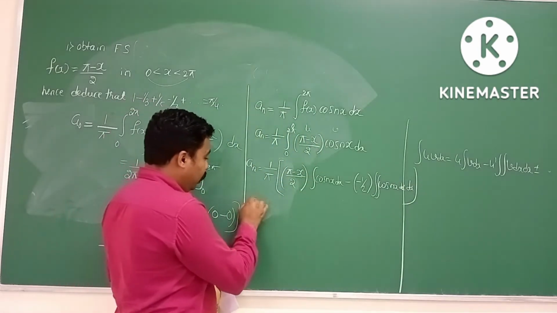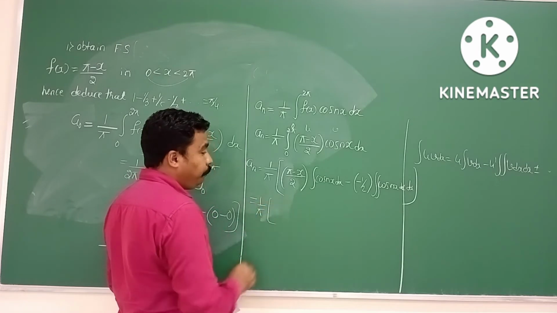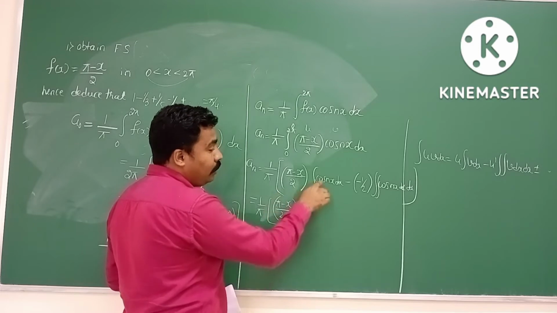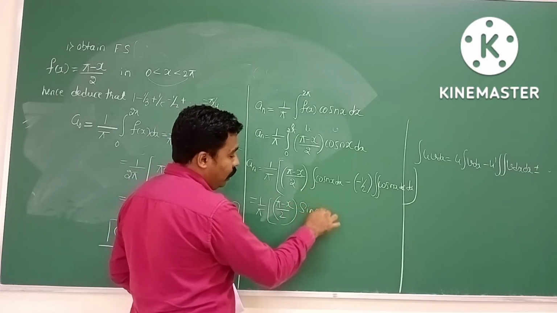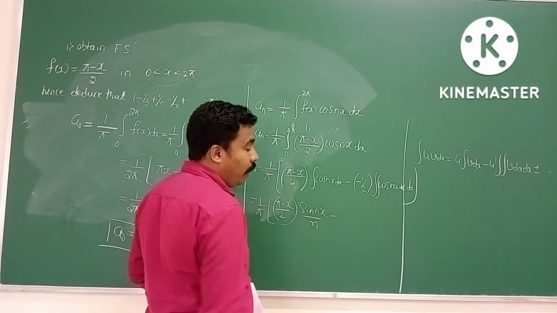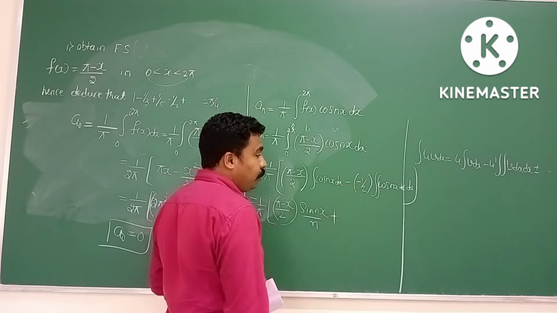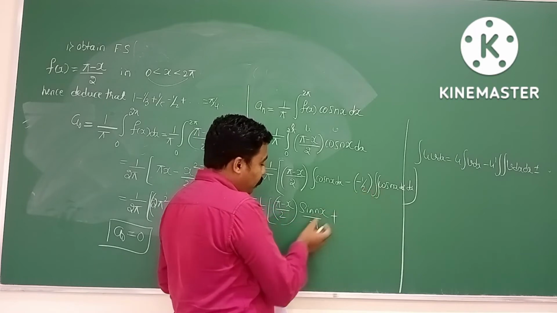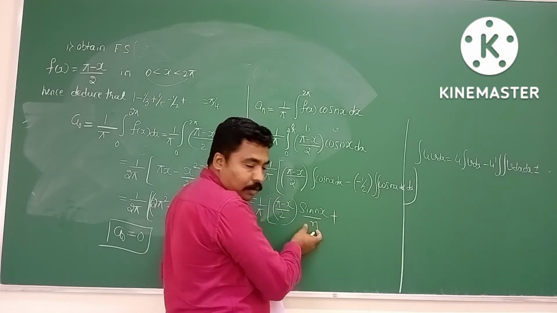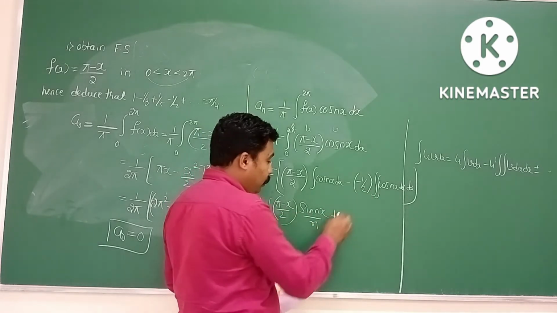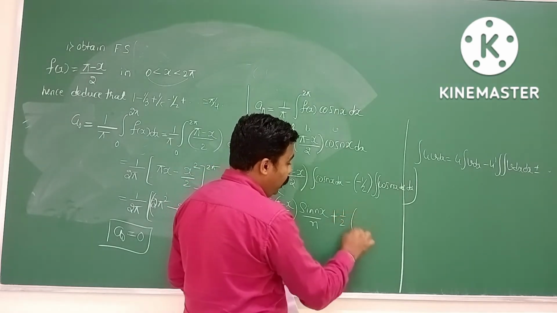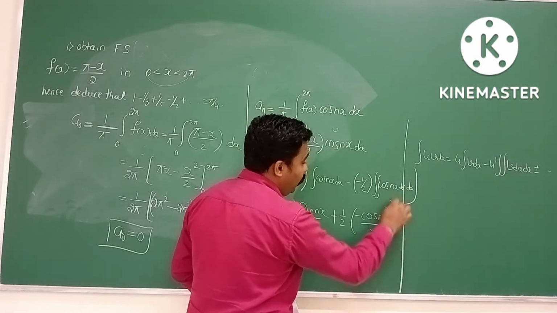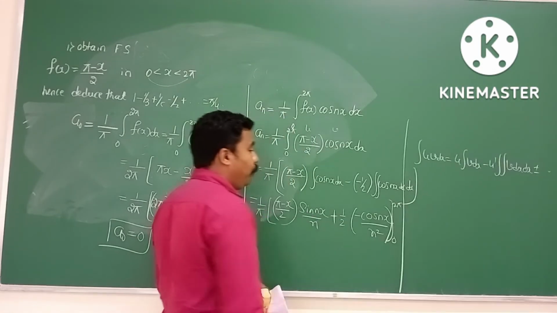Now if I simplify, 1 by pi, (pi minus x) by 2 times cos nx integration is what? Sin nx divided by n, minus into minus plus. One time integration we got here. Since it is double integration, we have to integrate this one more time. Sin integration is what? Minus cos. So what we have: 1 by 2 into minus cos nx divided by n square between the limits 0 to 2 pi.